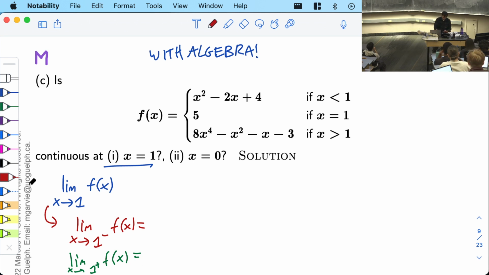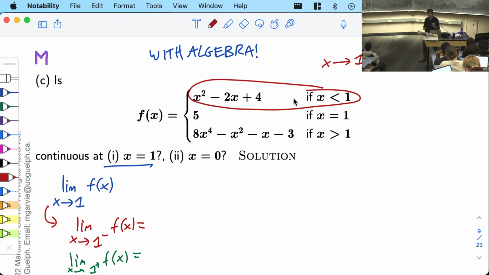The limit from the left, x going to 1 minus. If x is going to 1 minus, that means x is a bit less than 1. And if x is even a tiny bit less than 1, then we automatically are talking about that branch of the function. So in the limit as x goes to 1 minus, the only values we ever see are values on this branch of the function. And so we can replace f with this thing, x squared minus 2x plus 4. Hopefully that should ring a bell from the previous class.